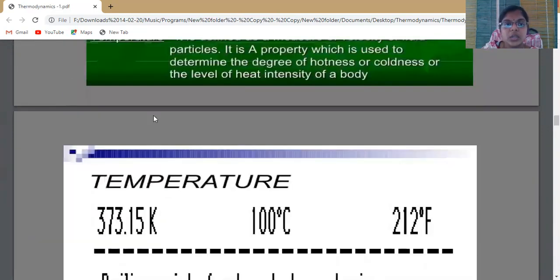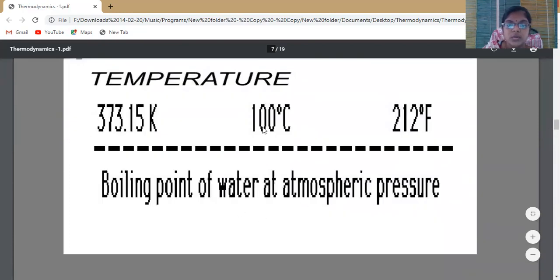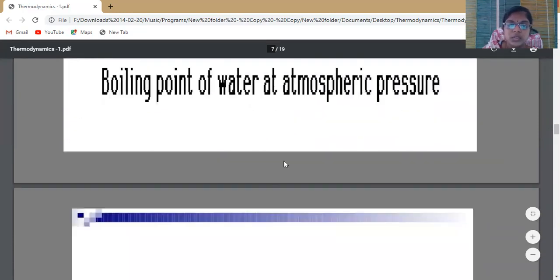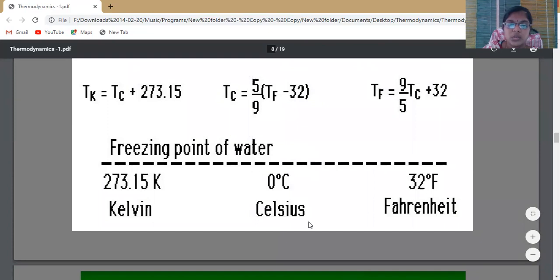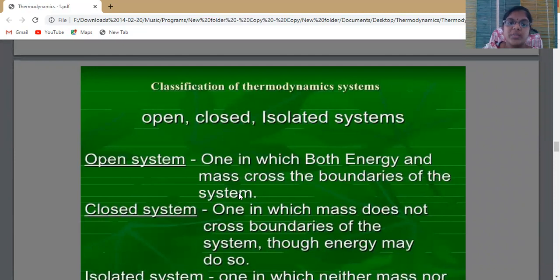What is temperature? It determines the degree of hotness and coldness, the level of heat density of your body. The boiling point of water is 100 degrees centigrade. The freezing point of water is 0 degree centigrade. Very important.